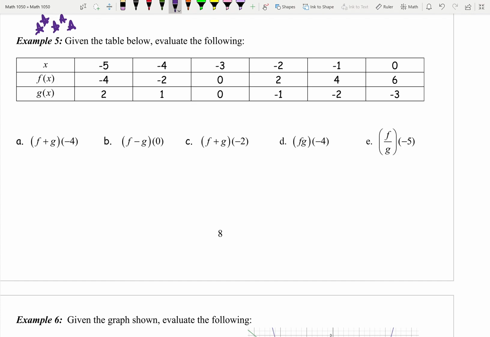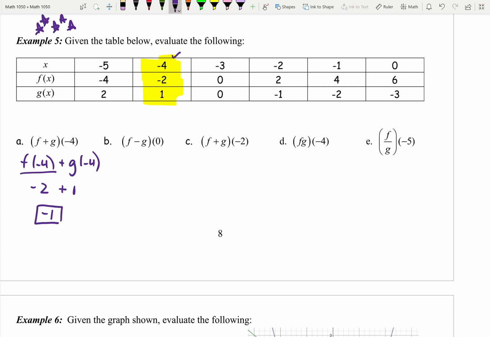So let's look at A. This means take f of -4 and add it to g of -4. Okay, the -4 is an x value. So guys, here's where I'm looking for that particular problem. If x is a -4, which is here, what is your f of x? Well, that's a -2. And then I'm going to add it to, when x is a -4, what's g of x? 1. A -2 plus 1 is a -1, and I'm done.